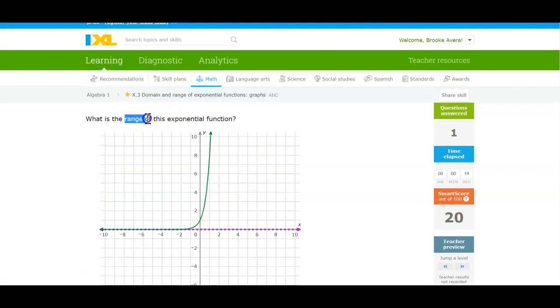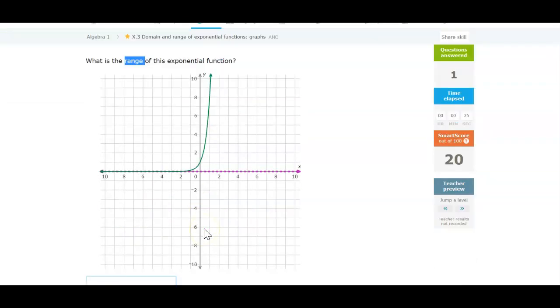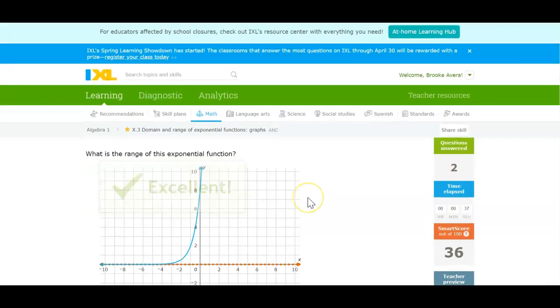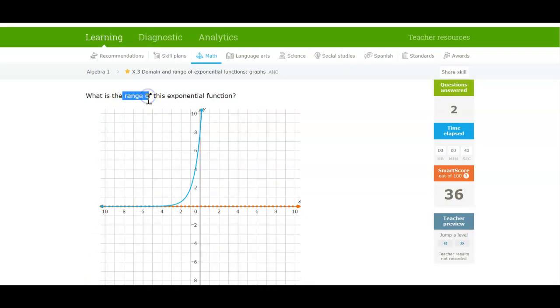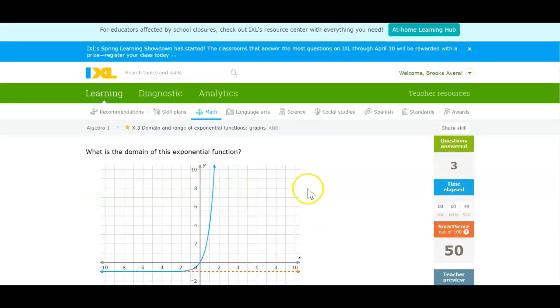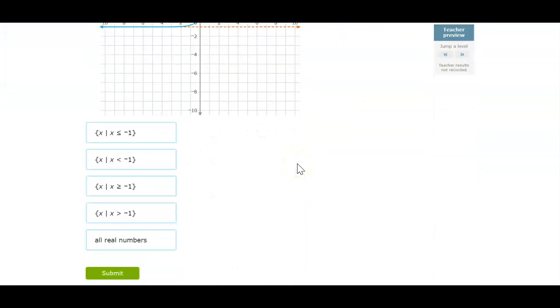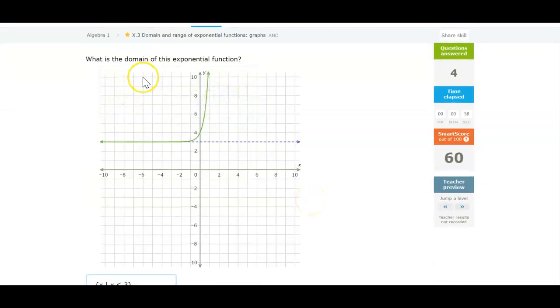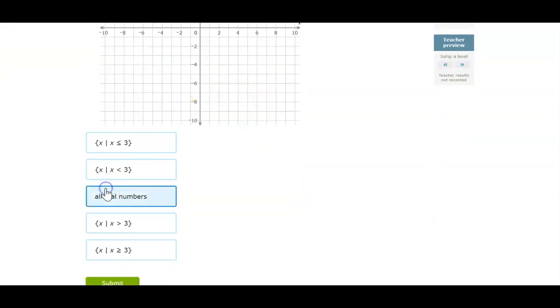And the range tells me the y value, so it can't go below this dashed line. So the lowest thing it can be is that dashed line. So y has to be greater than whatever the dashed line is. Now make sure you say greater than, not greater than or equal to, because it can't actually touch it. So we're looking at range. Dashed line is at 0. This is above that, so I need greater than 0. Domain is always all real numbers.